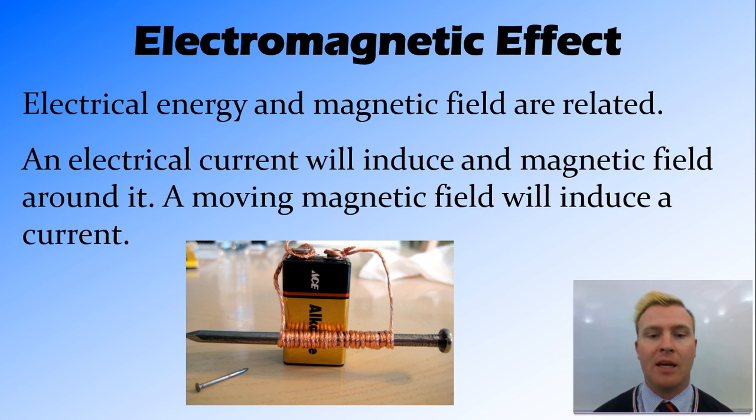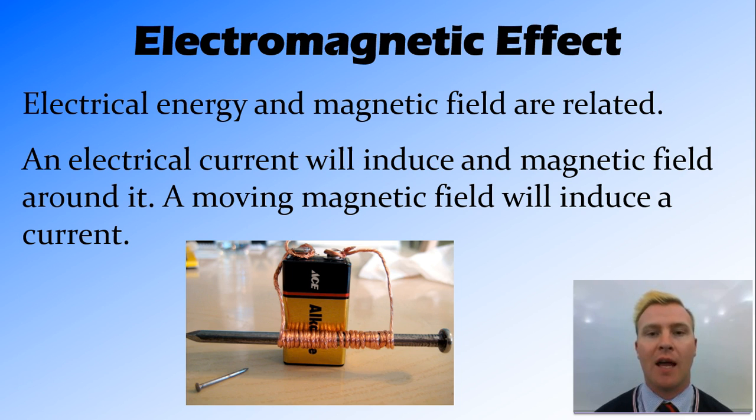So an example here is we've got a battery. The battery has a current running through that copper wire there that's wrapped around a nail. This is going to create what we refer to as an electromagnet, and you'd be able to actually pick up that smaller nail with the big nail.